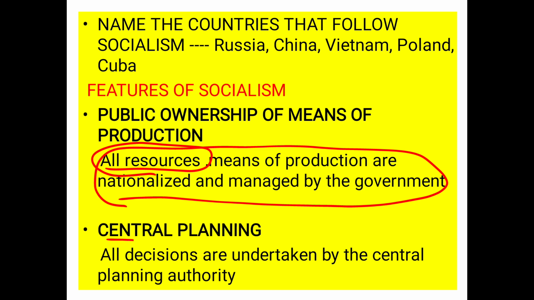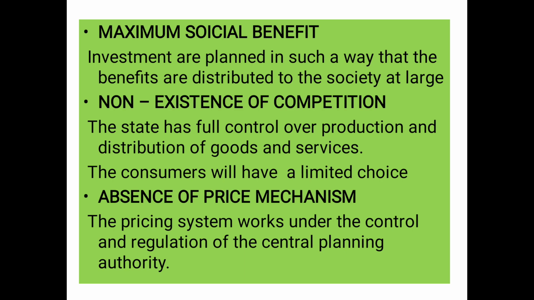The next one is central planning. Planning is done by the government. So when it is done by the government, what happens? All decisions will be taken by the government, and they look into the welfare of the people. So they do the planning according to that, and they see that they do not waste any of their resources.